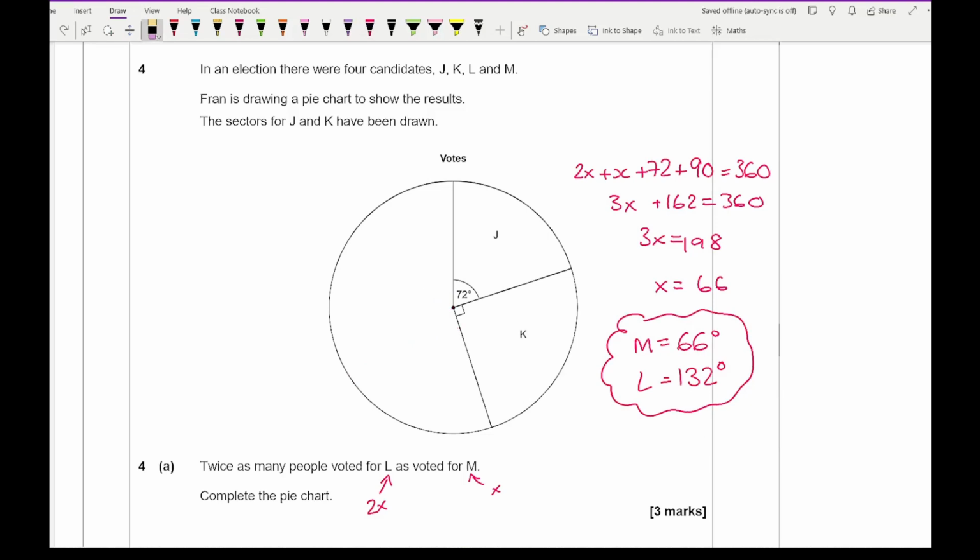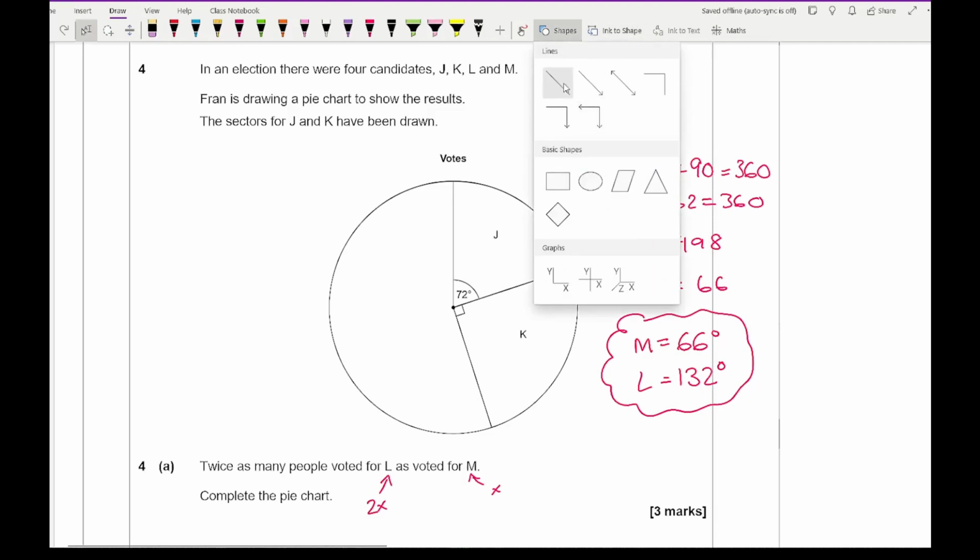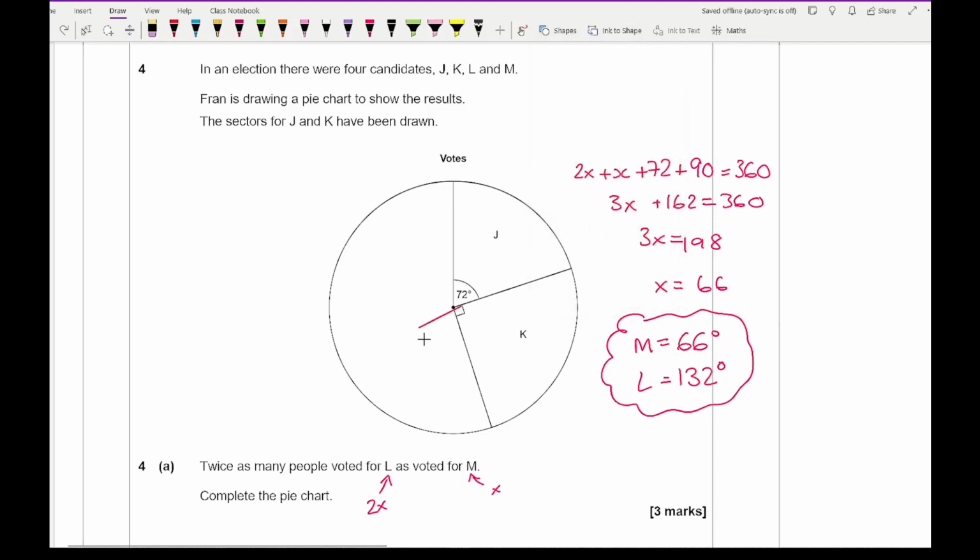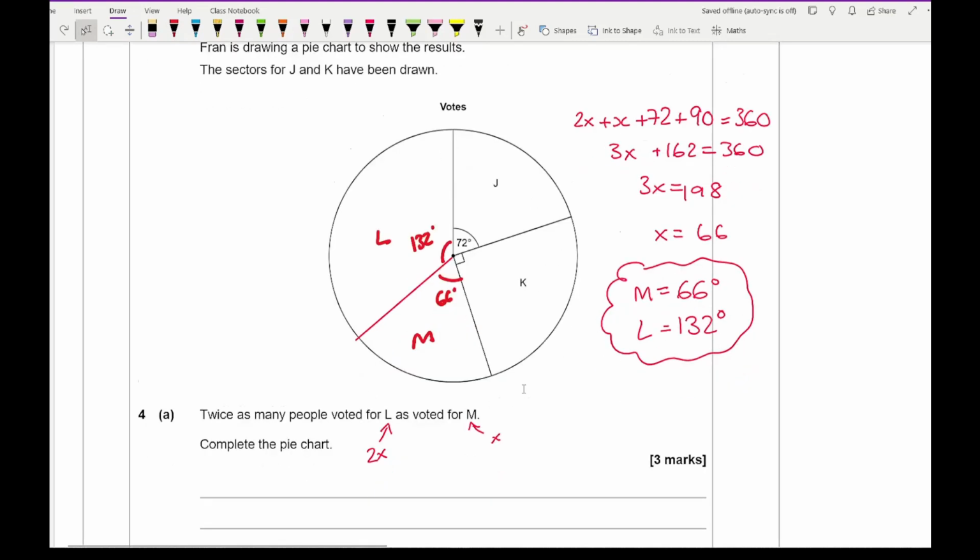Now again it's very difficult for me to do this accurately on the screen, but I would say something along the lines of, let's just make sure that that is in the center. So I would go as far as saying that your line should look something like this, where M is the smaller one and L is the bigger one. And again, if you want to mark what they should be, that should be 132 and that should be 66. It should look something like that.